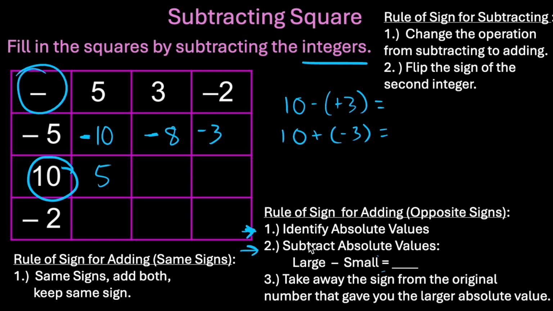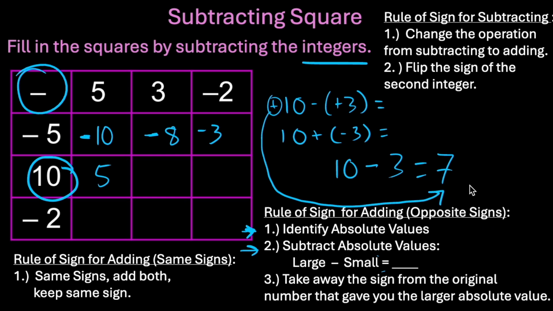The second step is to subtract the larger absolute value minus the smaller absolute value. So 10 is larger than 3, and then we just subtract 10 minus 3. So 10 take away 3, that is 7. And then we take the sign of the original number that gave us the larger absolute value. So we take that positive from the original 10 and give it to the 7. So the answer is positive 7 or just 7. Okay.